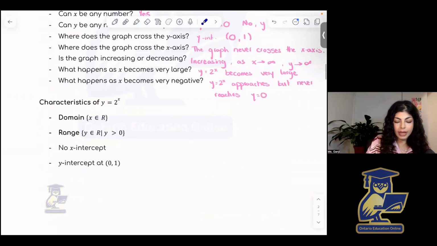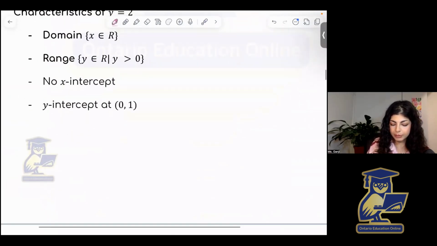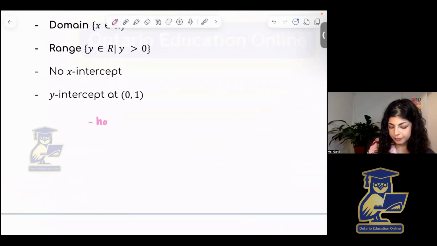So, oh, and I could probably add one more here for our asymptote, horizontal asymptote at y is equal to 0.